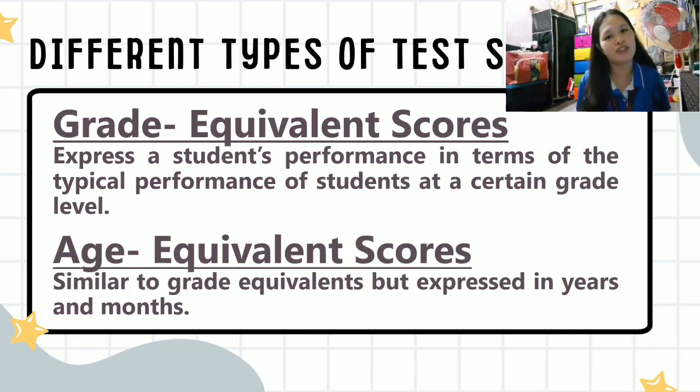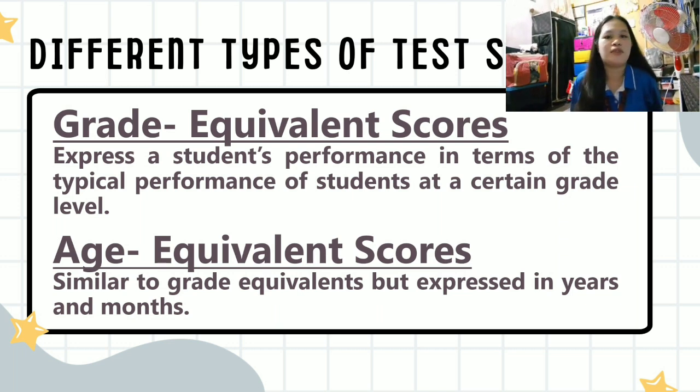So let's move on to grade equivalent score. Grade equivalent score expresses a student's performance in terms of the typical performance of students at a certain grade level. So for example, ang grade level sa student is grade 5. Then, ni-take siya ug standardized test in reading. So, ang iyang grade equivalent score is 7.3. So, ang grade equivalent score is nagdepende sa performance sa students and sa iyang grade level.